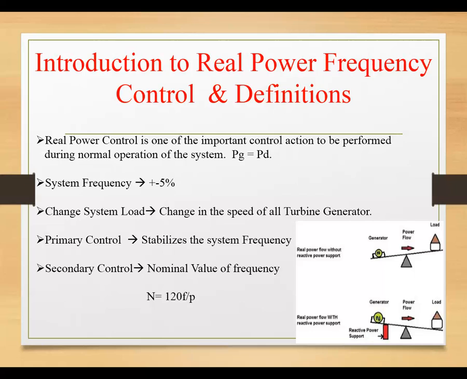So the frequency of the system can be varied by varying the speed of the turbine. Frequency is closely related to the real power balancing of the overall network. Under normal operating conditions, the system generators run synchronously and generate power which is drawn by all the loads and real power losses.